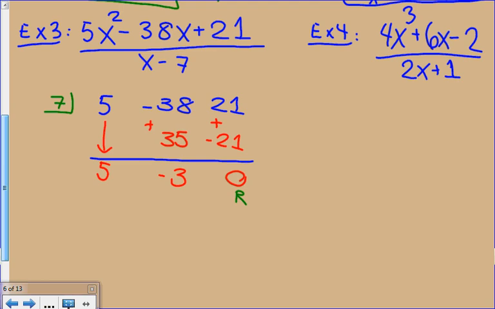Remainder. Number. X. So, the final answer to this problem is 5x minus 3. Now, again, it doesn't have remainders, so I don't put anything in there. If it had something in there, I would just write that thing. 0 divided by 1.